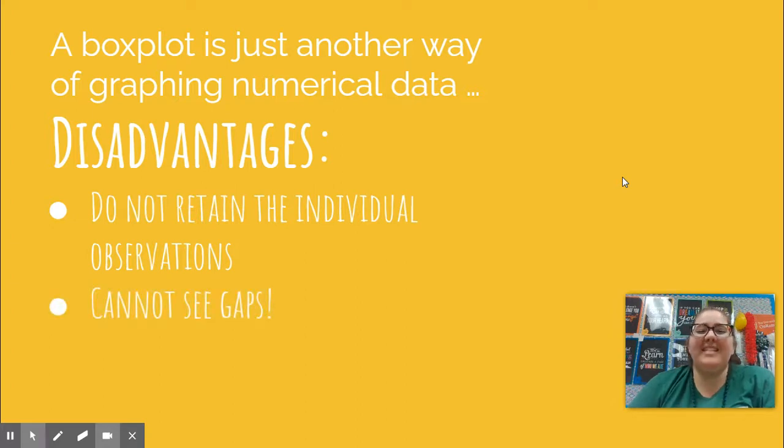Second is that we cannot see gaps. If there are big gaps in the middle of the data, obviously we could see if there are gaps between outliers, but if there are gaps in the middle of the data, we cannot see that.